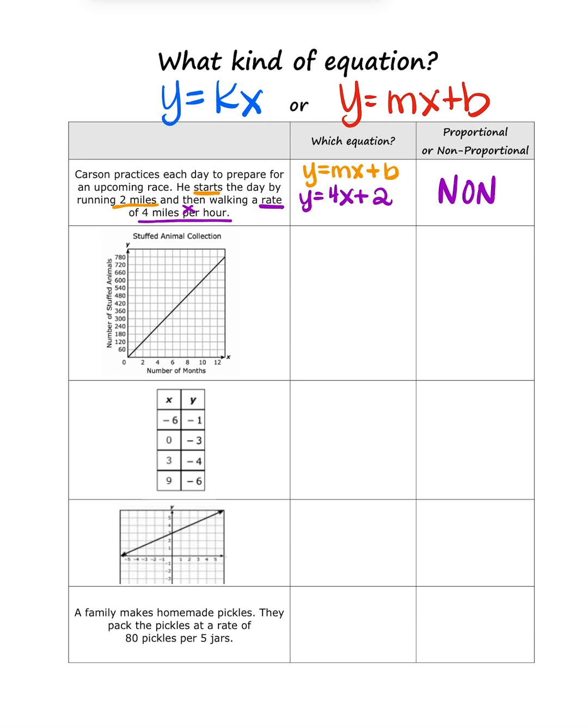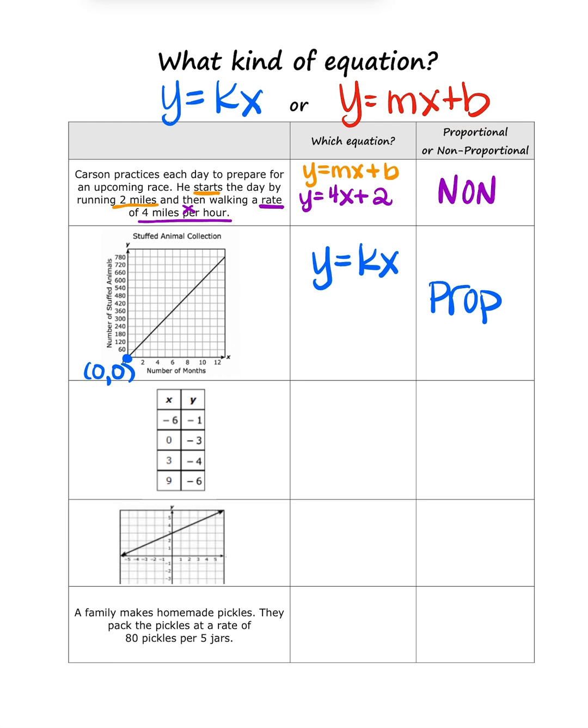All right, let's try the next one. It doesn't say anything, it says stuffed animal collection. The big thing I want to look at is, does it go through 0, 0? It does. And we know any graph that goes through the origin 0, 0 is going to be a proportional relationship. It's going to use the y equals kx formula, and it is going to be proportional because it doesn't have our plus piece to it.